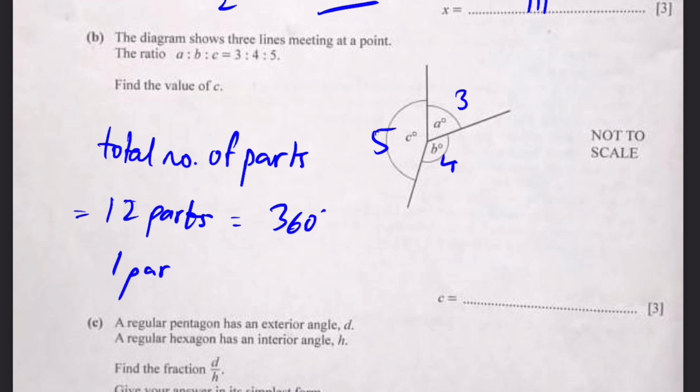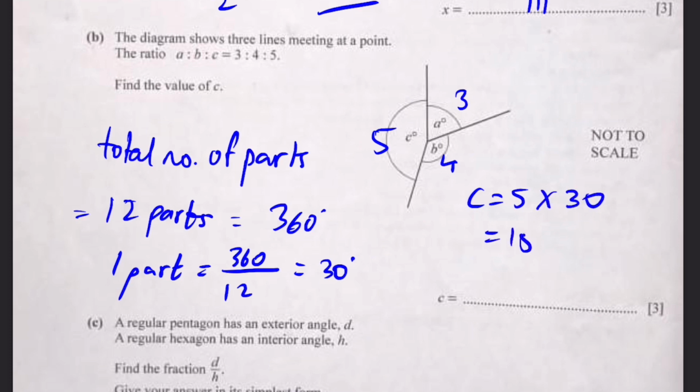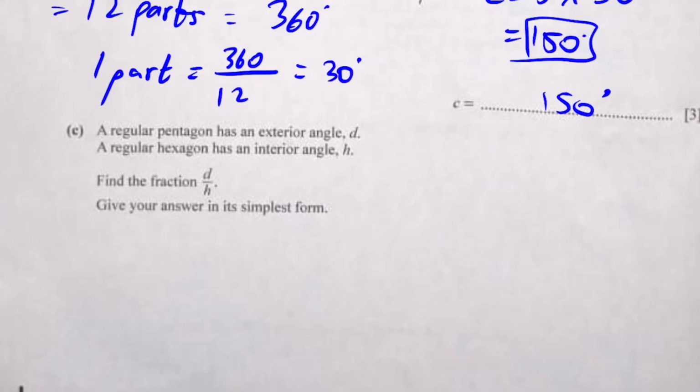So one part will be 360 by 12, which is equal to 30 degrees. The value of C, that'll be 5 parts, that'll be 5 times 30, which is 150 degrees. That's the answer.